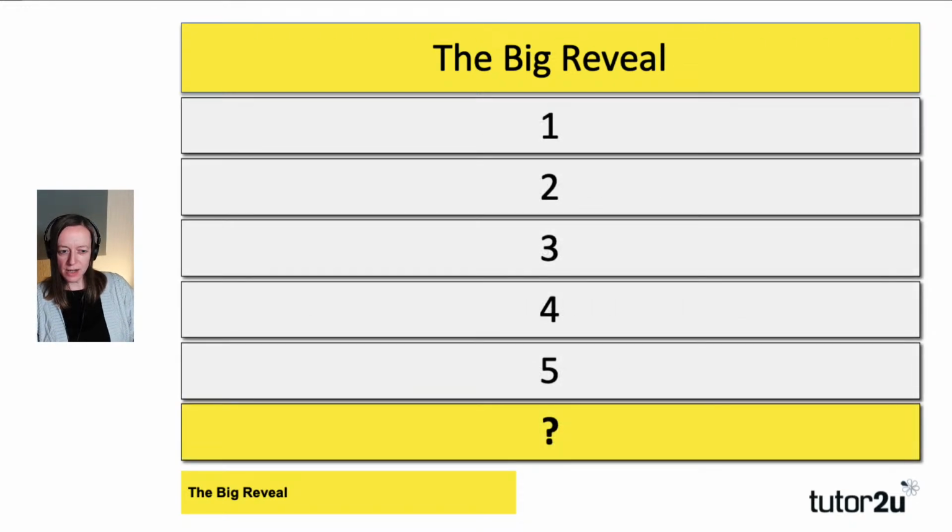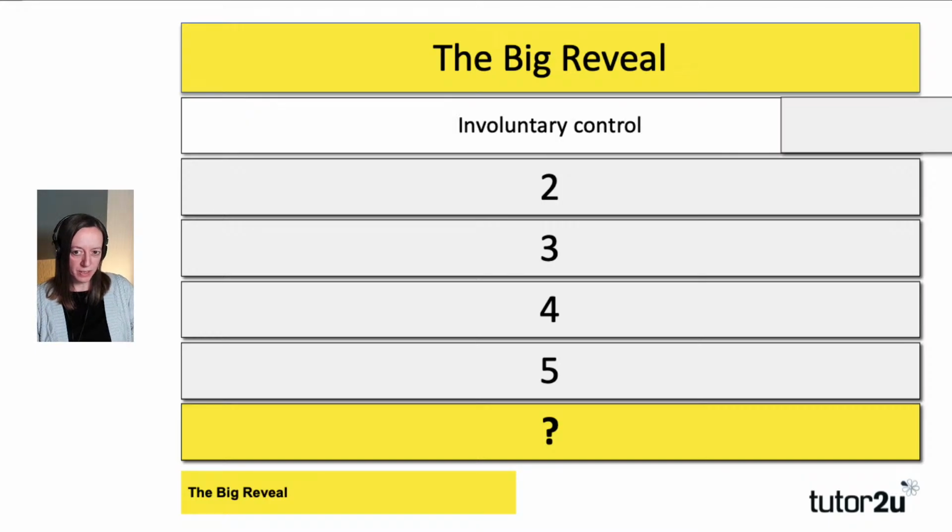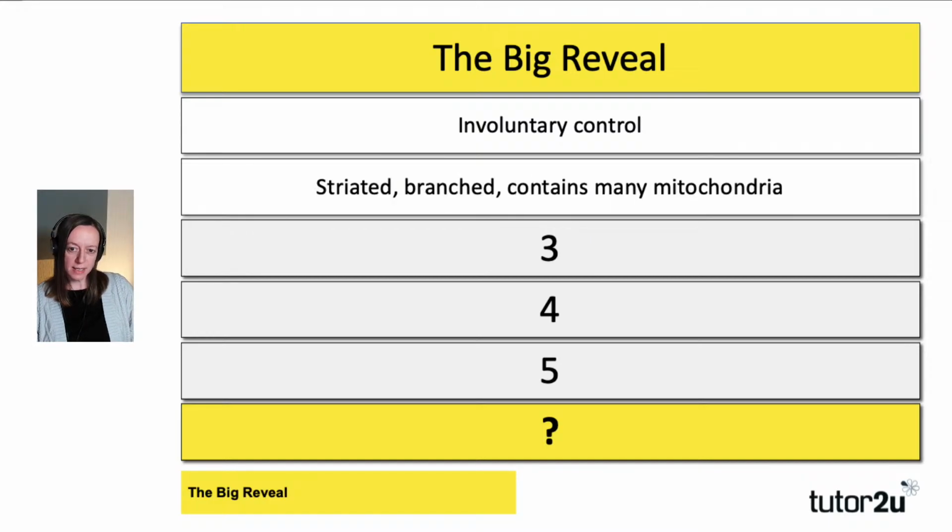Okay, this is our last big reveal, I think. So again, it's a tissue type I'm looking for. So the first clue, involuntary control. So it's not under your conscious control, this tissue type. Words to describe it would be striated and branched. It also contains many mitochondria. That's a really big clue. Anyone want to guess?